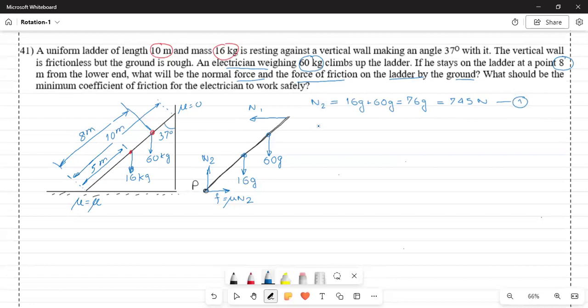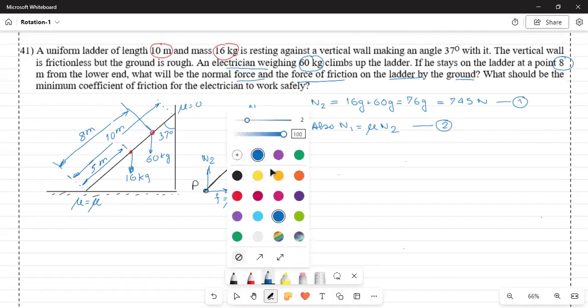Also, we have another relation. If you take the horizontal forces, N1 working towards left has to equal mu N2 working towards right. Also, we write N1 is equal to mu N2. Let's say this is relation 2. So we have taken horizontal and vertical forces. Now we go to consider the torques.